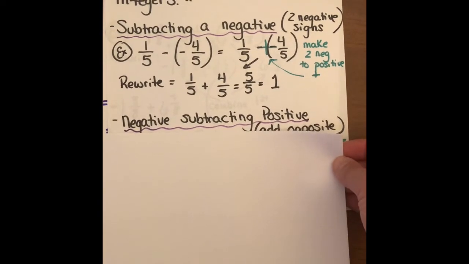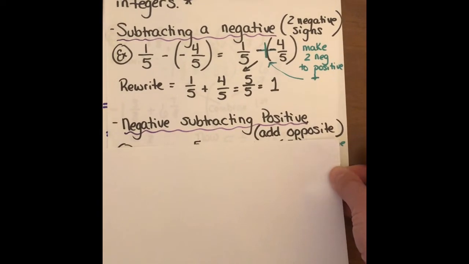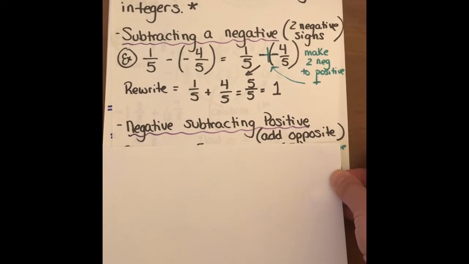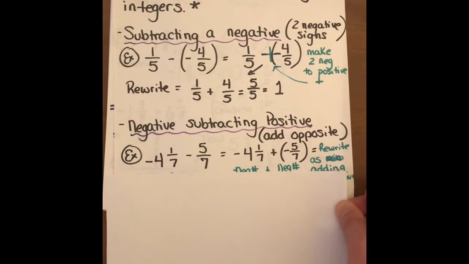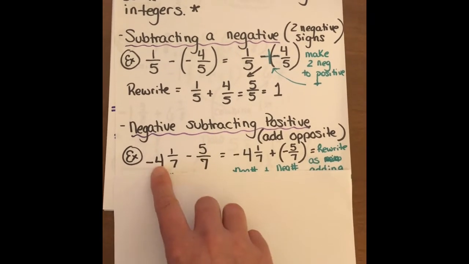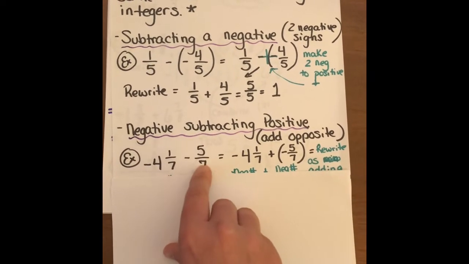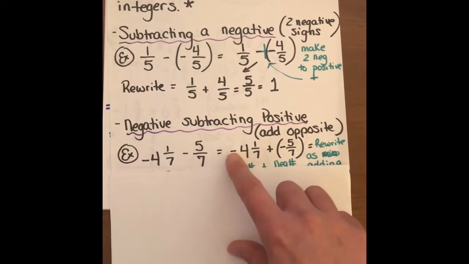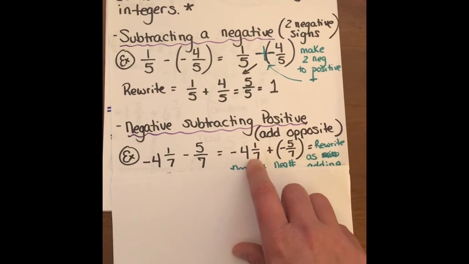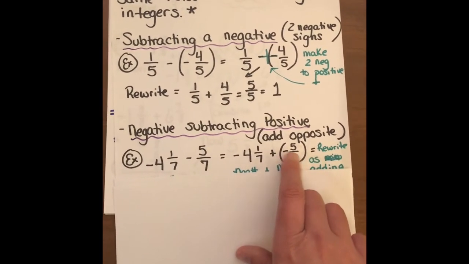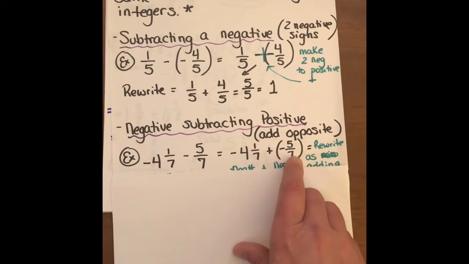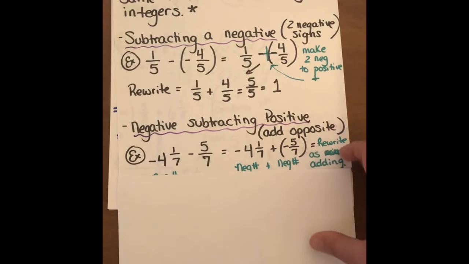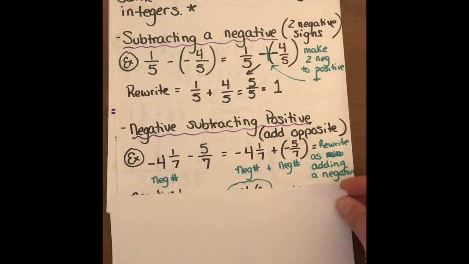Negative subtracting a positive. You are adding the opposite. So a negative number and you're subtracting a positive number. It looks like this. So we're going to do the opposite here. We're going to have our negative number, negative 4 1/7. We're going to add the opposite. So we're adding a negative 5/7. Well, if you have one negative and you're adding more negatives, you're going to have a negative answer.